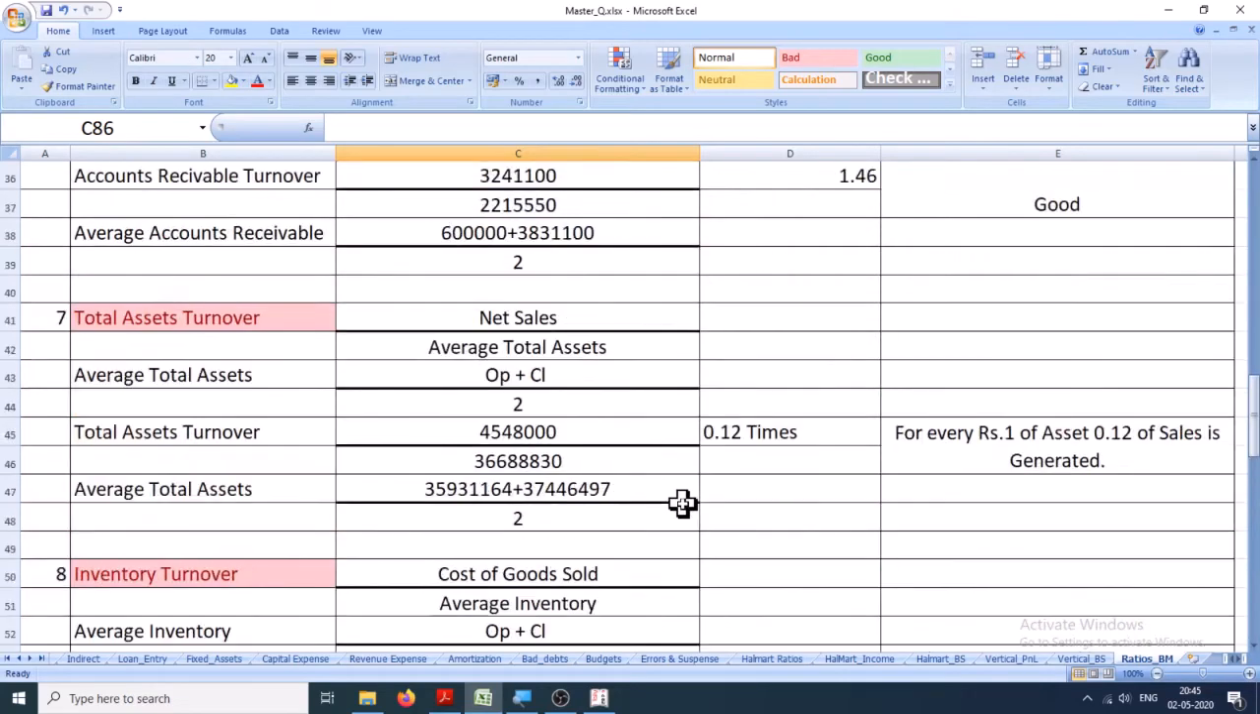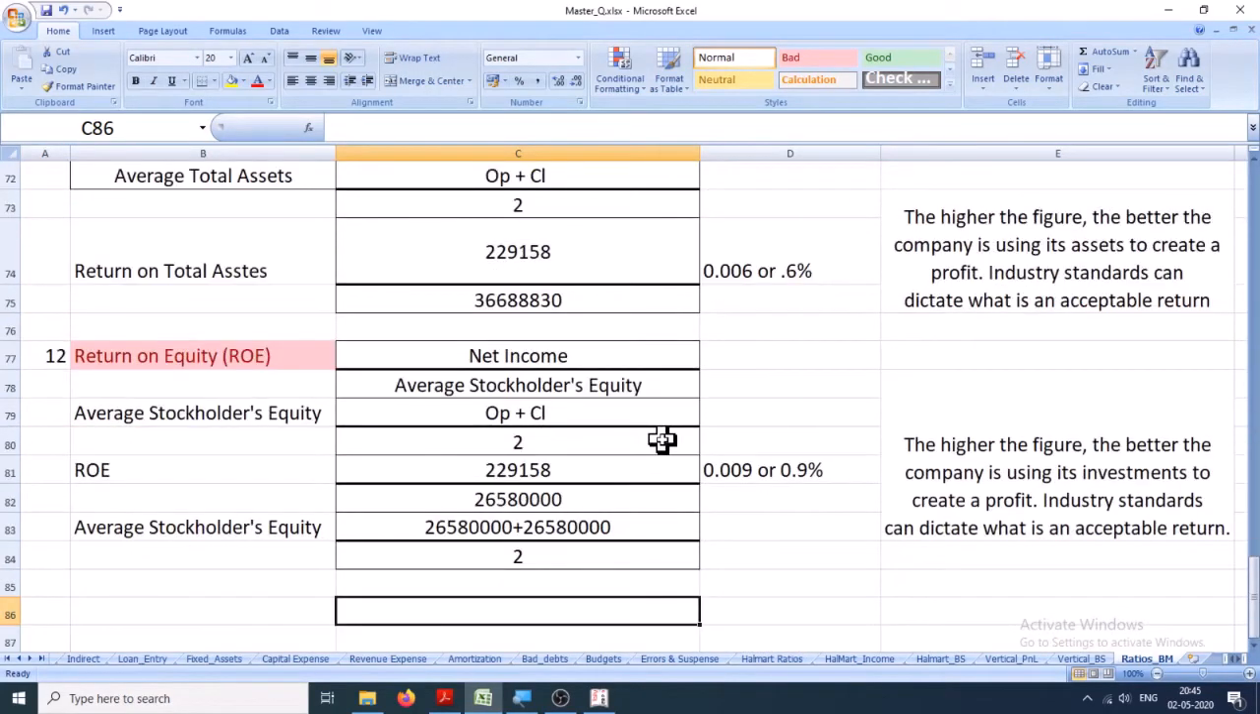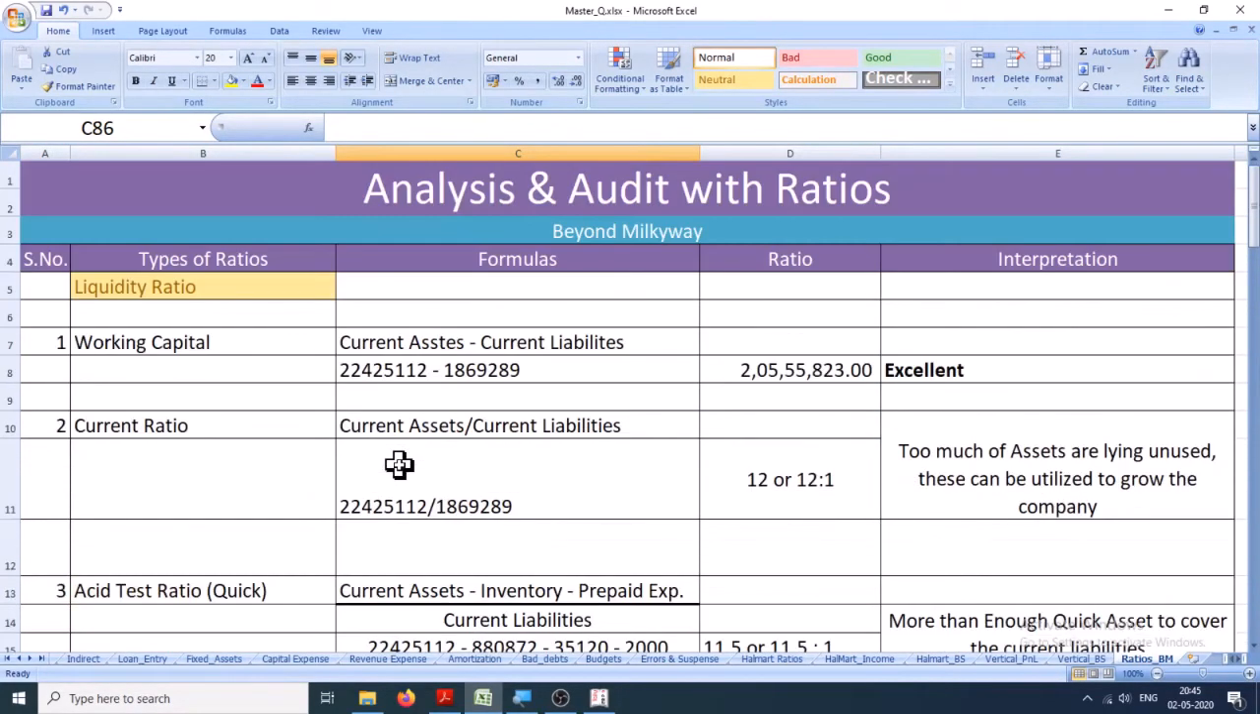So we have done most of the ratios that are possible and that are needed in real life.